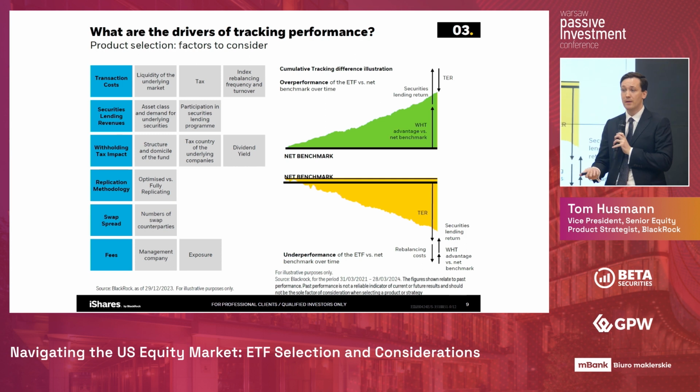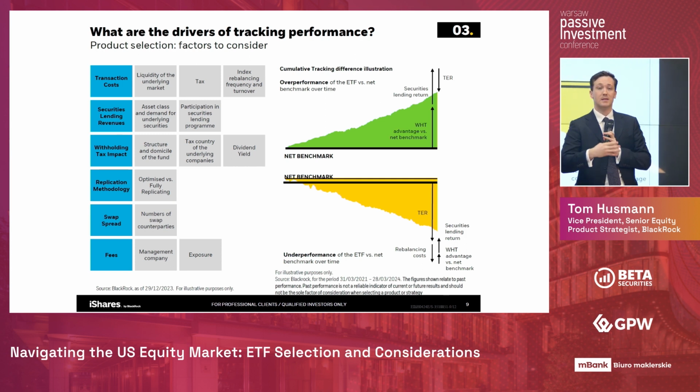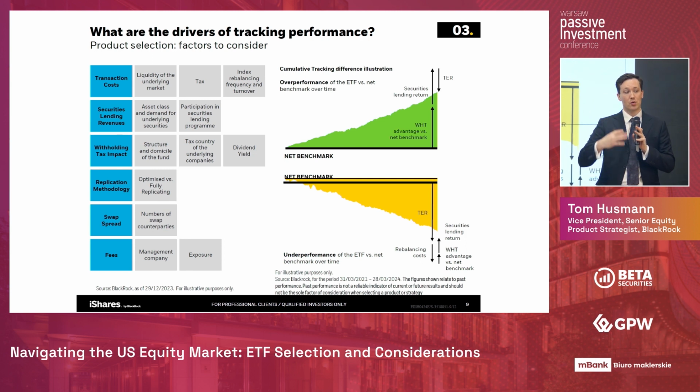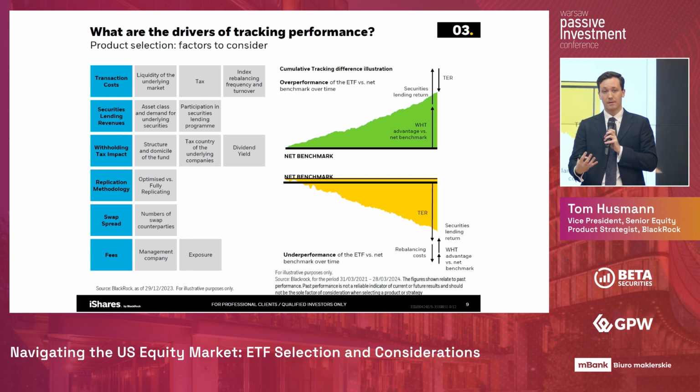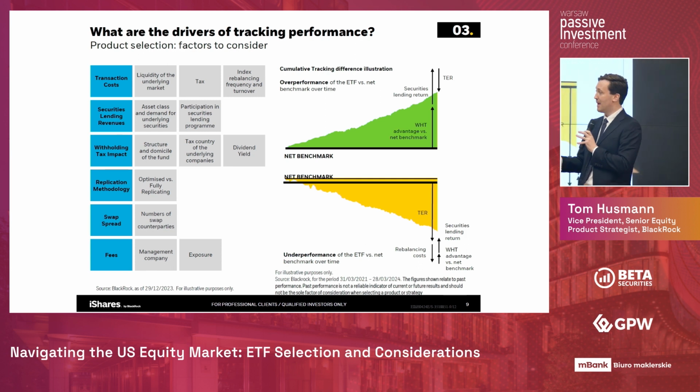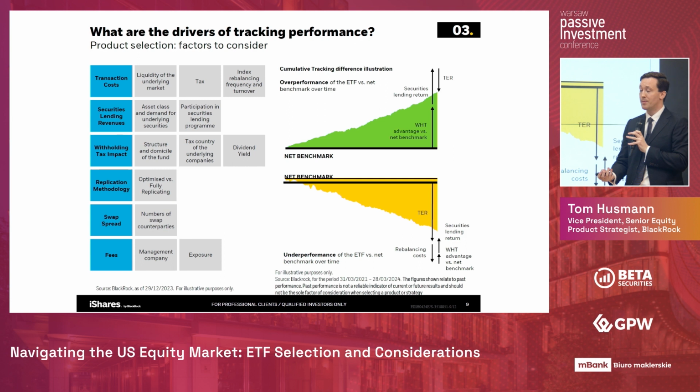And what we often discuss with clients is really looking beyond the total expense ratio, looking beyond the management fee, because there are many drivers that can influence the costs of the fund, but also the overall efficiency of the ETF itself, which is a main driver for the demand in Europe.